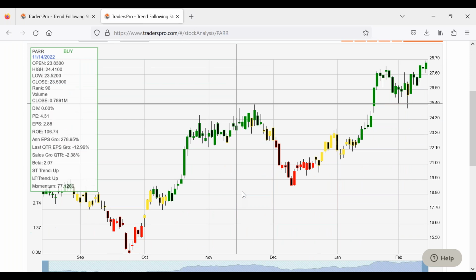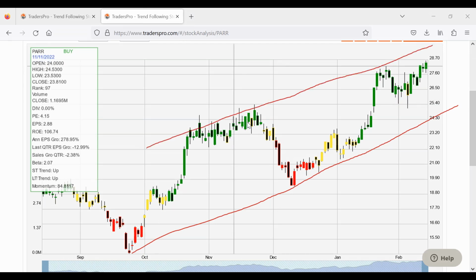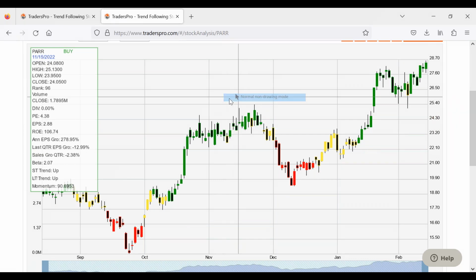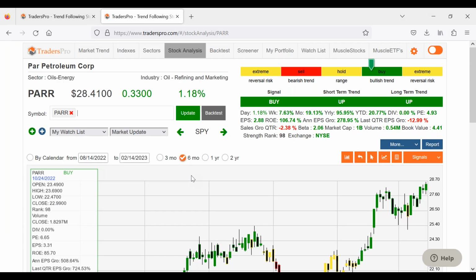That's a nice looking uptrend there, and you're in the oil stocks. That's right, there's an oil refining. You're in an oil stock, which is looking still very bullish.